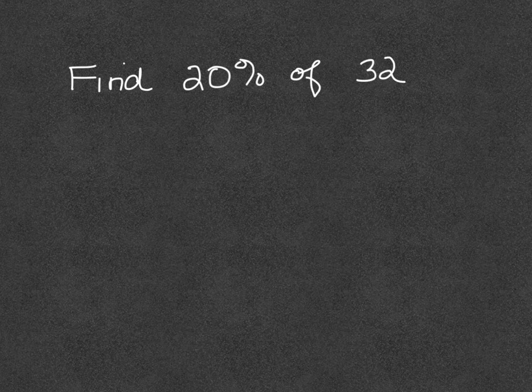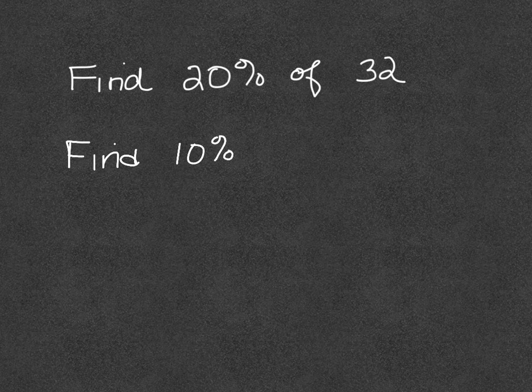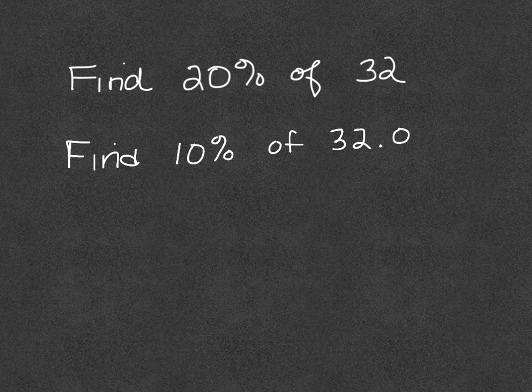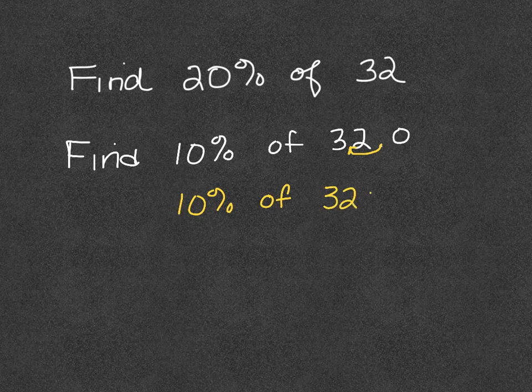Again, there's lots and lots of different ways, and we can talk about different ways of finding that 20% of 32. But here's what I find is easiest for me. Can you find 10% of a number? If you can find 10% or 1%, we can really find any percent. If I find 10% of 32, well, I do that really easily. The decimal in that 32 is right here, right? It's 32.0. If I want to find 10% of 32, all I need to do is move that decimal over one place. 10% of 32 is 3.2.